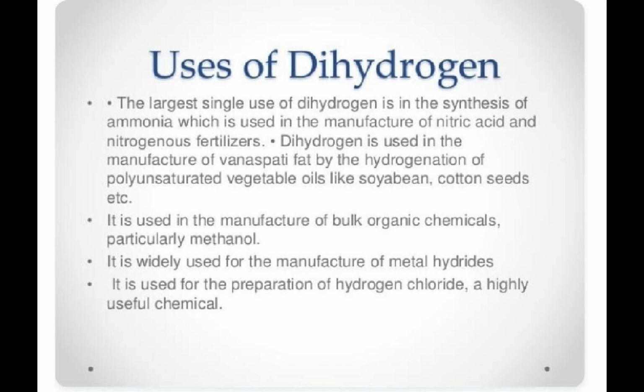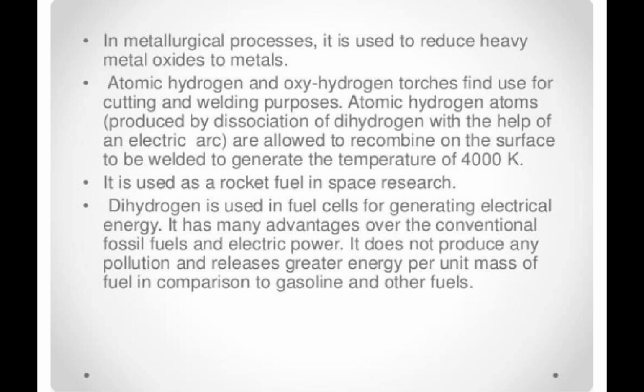So next is uses of dihydrogen. The main use of dihydrogen is in the manufacture of ammonia, which is used in making nitric acid and nitrogenous fertilizers. Dihydrogen is also used in the manufacture of vanaspati fat by hydrogenation of polyunsaturated vegetable oils like soya bean, cottonseed, etc. It is used in the bulk manufacture of organic chemicals, particularly methanol. Then it is used to make metal hydrides and to prepare hydrogen chloride, which is a highly useful chemical. And in metallurgy, it is used to reduce heavy metal oxides to metals.